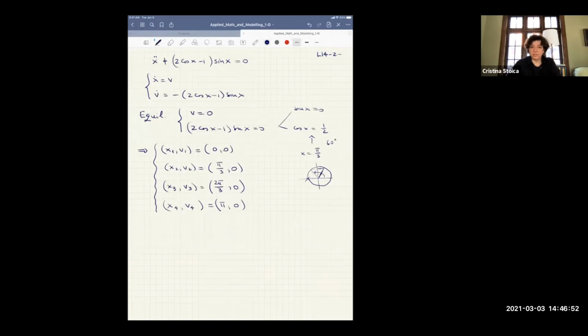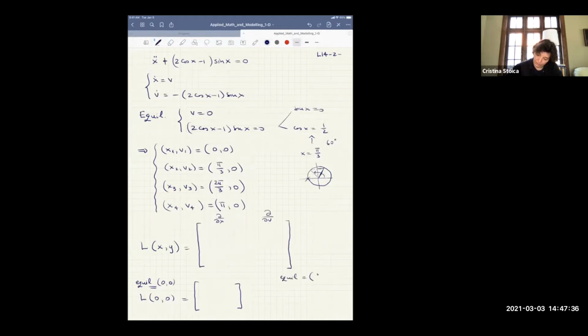So now we have to do the linearization for each one. Here is what I propose to do: let's introduce an operator that is the matrix of the partial derivatives, the Jacobian matrix. So L of (x, v) is the matrix that has the partial derivatives with respect to x and v. For each equilibrium, L(0, 0) will be a 2 by 2 matrix. Then we'll have the equilibrium (π/3, 0), so L at (π/3, 0). We'll substitute the values in each one of these. You see what I mean?